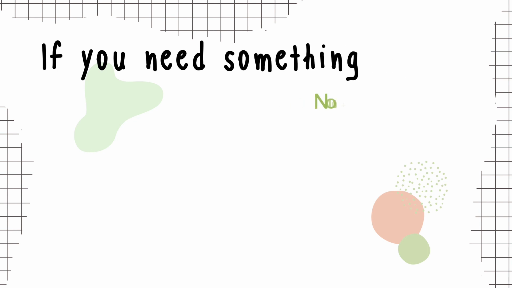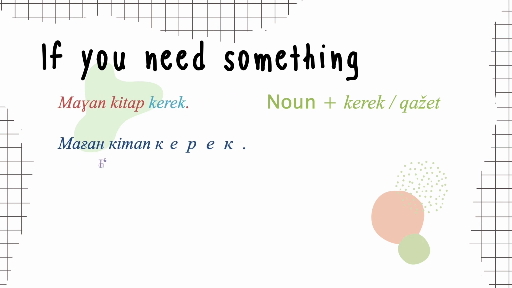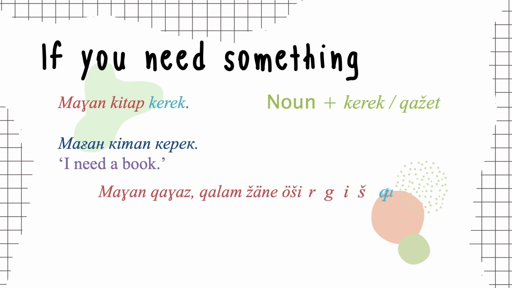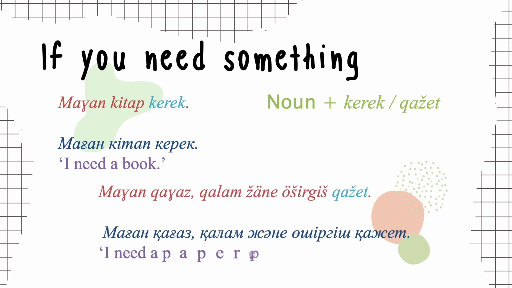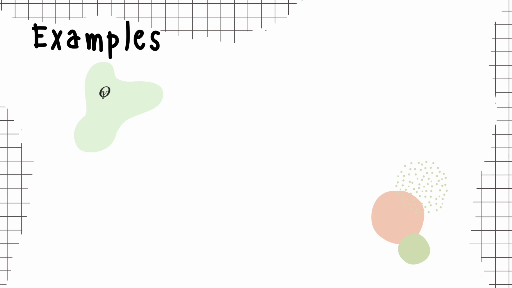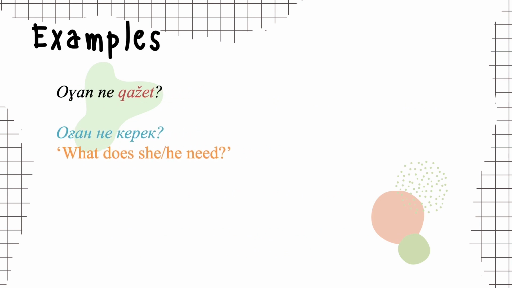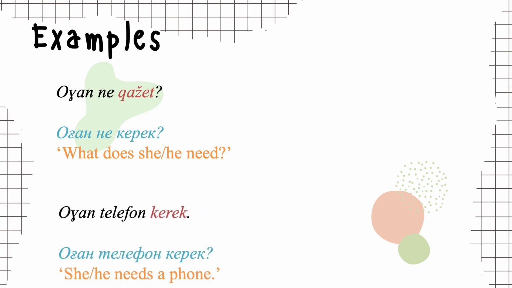If you want to say I need something, just add the modal words керек or қажет after the nouns. Please remember that you can't use the modal word тиіс after nouns. For example, маған кітап керек. I need a book. Маған қағаз, қалам және өшіргіш қажет. I need a paper, pen and an eraser. Оған не қажет? What does she or he need? Оған телефон керек. She or he needs a phone.